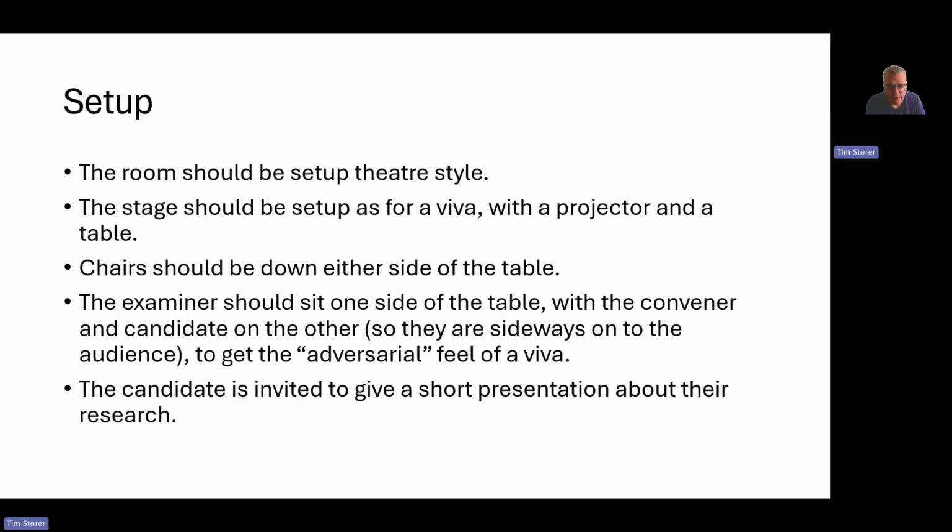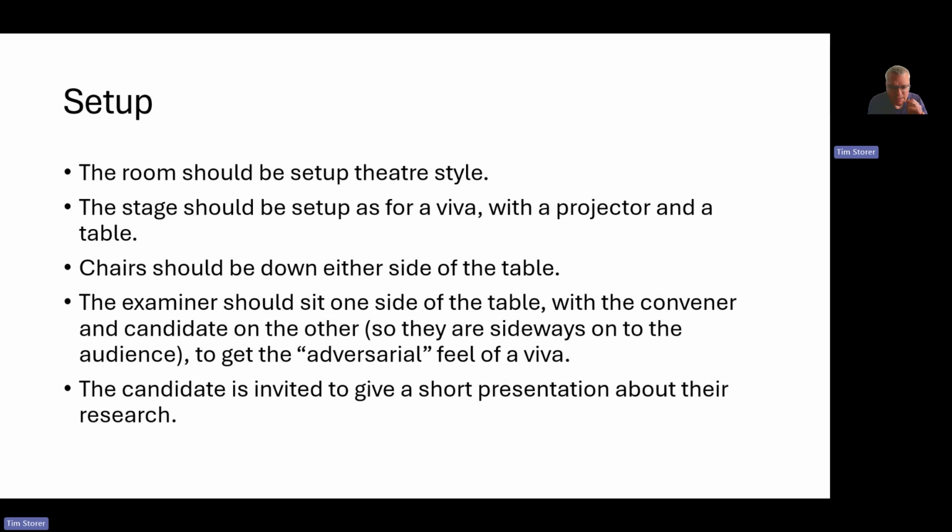We'll look at questions in a second, but the next thing we should just look at quickly is how we're going to set up the reverse Viva. So we're going to set up the entire room for the audience in theatre style. So there'll be rows of chairs for the main audience to sit in, and then a stage at the front of the theatre is where the Viva will take place. And on that stage there'll be a table with some chairs around it. One side of the table will be chairs for the examiners and the convener, and on the other side will be a chair for the candidate who's being subjected to the grilling.